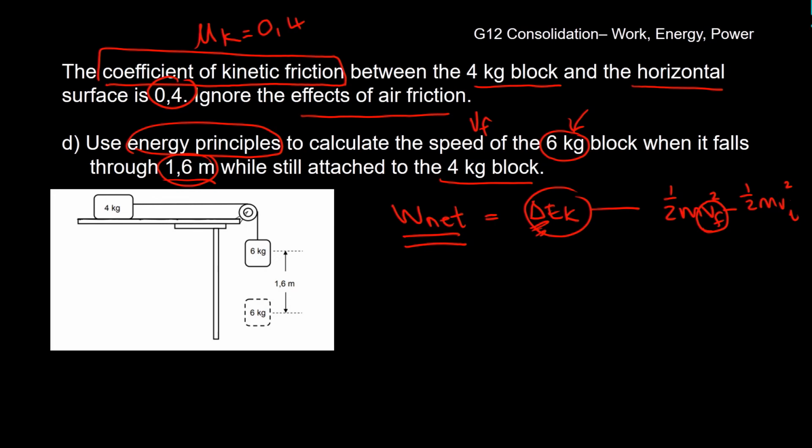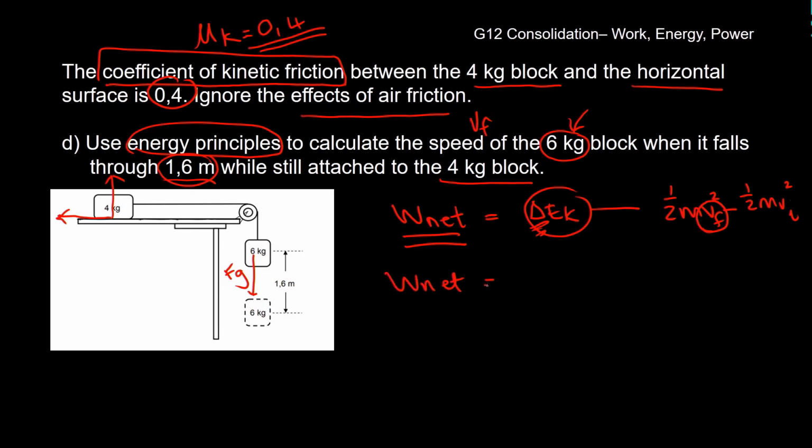So let's think about all the forces that are acting on this 4 kilogram block. We have got a normal force. We have got a frictional force. They tell us about it, it is the kinetic frictional force. We also have got this force, which is the gravitational force, which is acting in that direction. So W net, let's work it out.